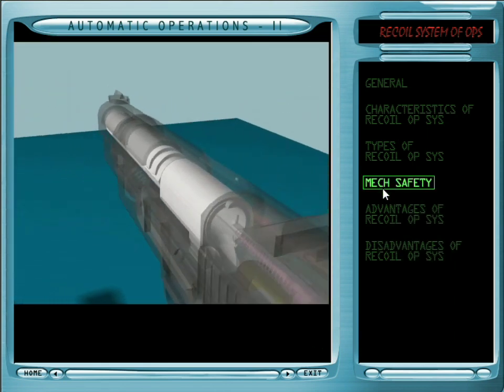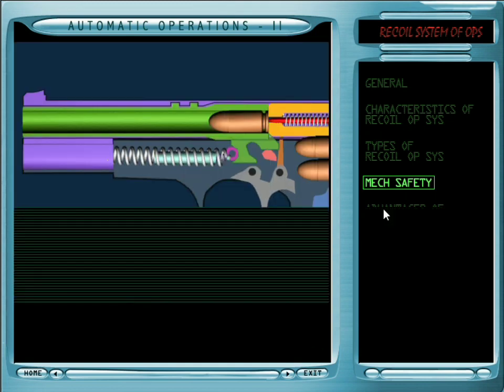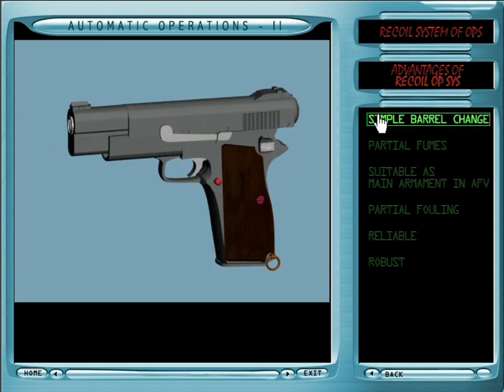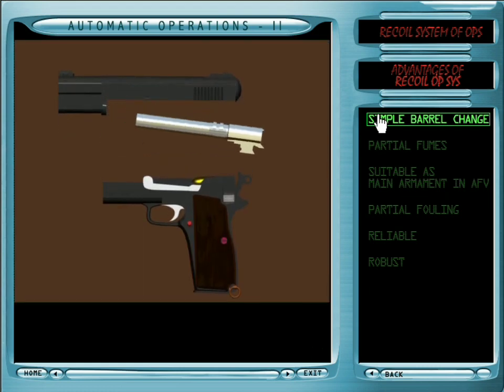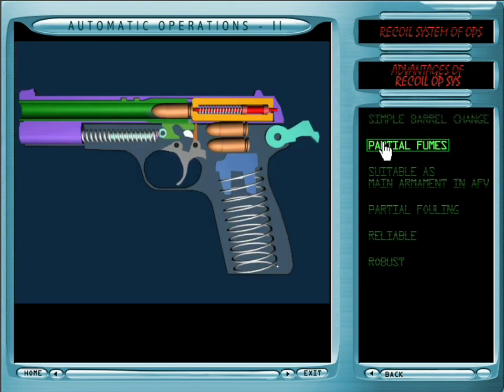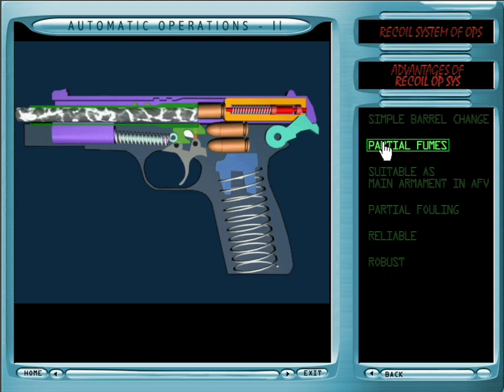Mechanical safety. To ensure the mechanical safety before firing, the breech block is locked. Simple barrel change. Owing to the free floating barrel, changing the barrel of a recoil operated weapon is simpler than in gas or blowback operated weapons. Less fumes. As compared to gas operated weapons, the fumes coming out of the breech end are comparatively less.